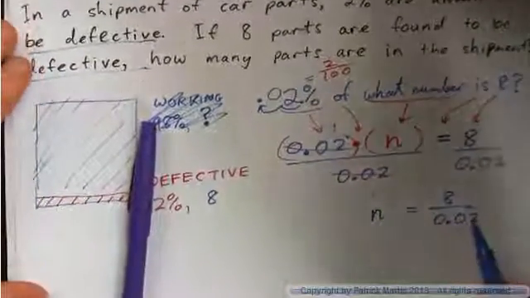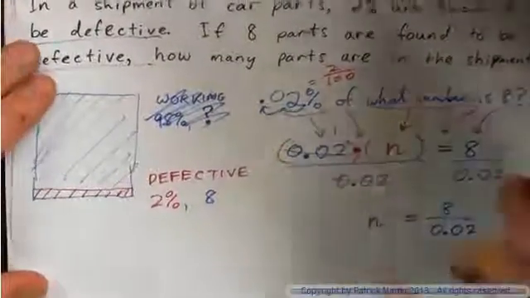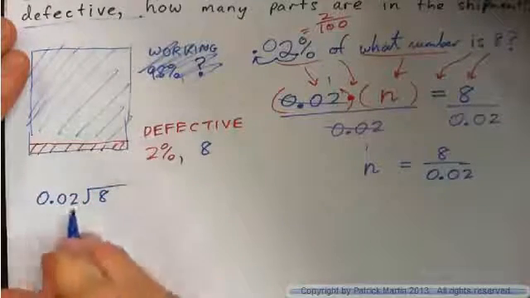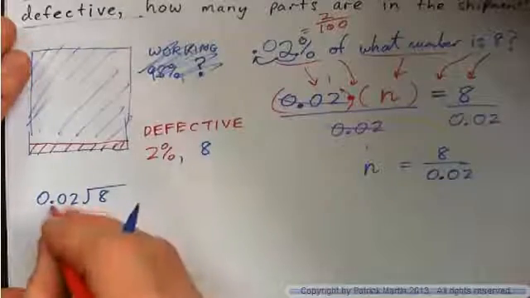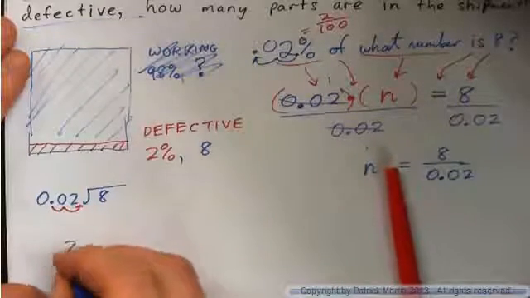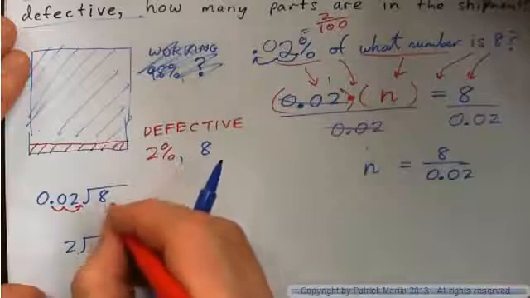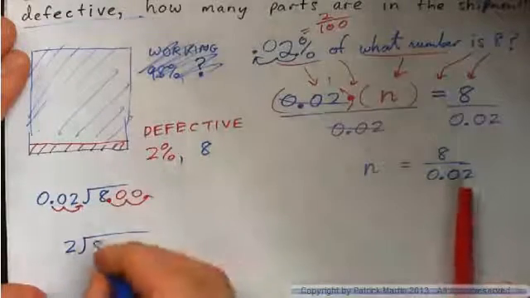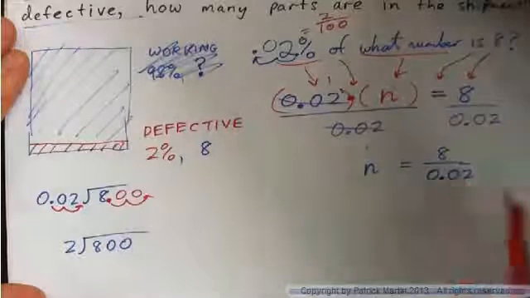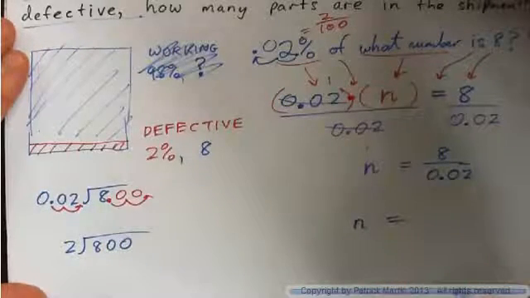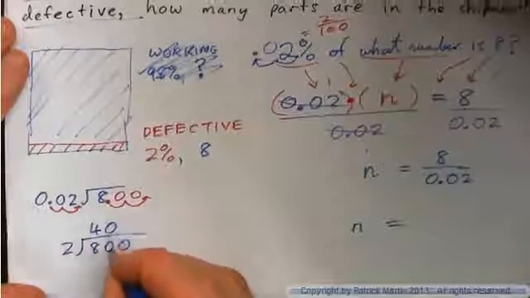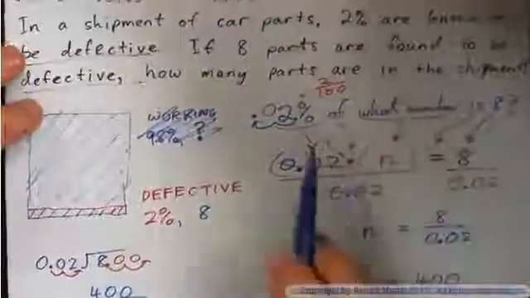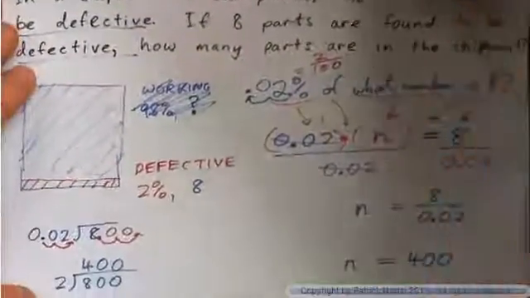Now I need to go ahead and divide that. So I need to divide 0.02 into 8, but I can't divide by a decimal, so I must turn that into a whole number, which means the decimal point needs to move over here, making that a 2. And of course, this decimal point needs to go 2 spaces over, so I'll put in 2 zeros as placeholders. So it's 2 into 800. What does that give? 2 into 8 goes 4 times. 2 into 0 goes 0 times. 2 into 0 goes 0 times. n equals 400.